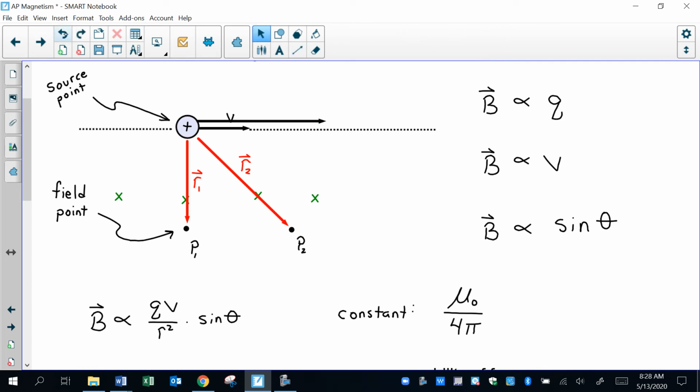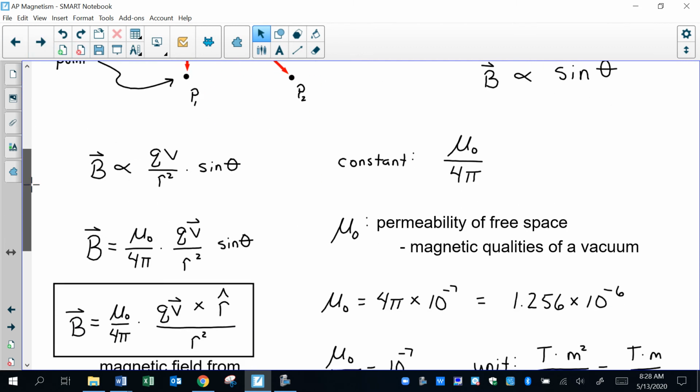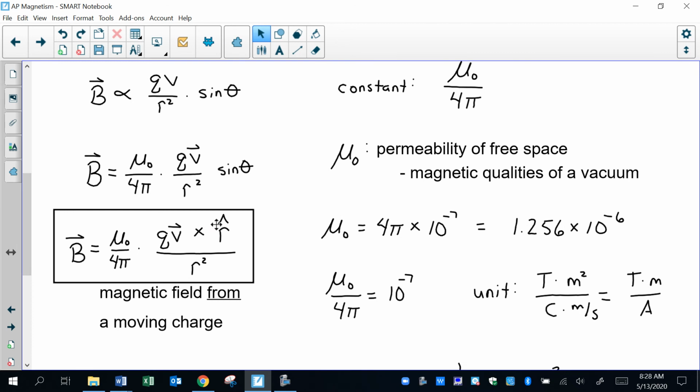And the issue is that the cross product has to be between v and r, but they're not on the same side of the division bar. But I still need that relationship. So what we do is add in r hat. We remember i hat, j hat, k hat. What do those represent? Unit vectors. Those represented a vector that had the length of the value 1, literally 1.